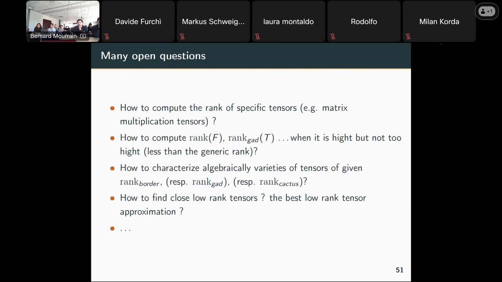There are questions like computing the specific rank of some tensors, for instance, the tensors of multiplication of matrices that we have seen. Compute the rank or generalized rank of tensors, border rank, cactus rank. How to find the best low rank approximation of tensors. These are questions where we don't know a lot, and there is a lot of room for investigation.